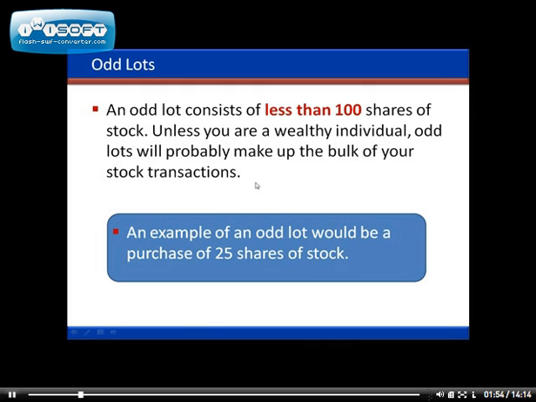An odd lot consists of less than 100 shares of stock, and pretty much, unless you're a wealthy individual, you're just the average Joe, just like I'm the average Joe. A lot of the stock purchases that you make will consist of odd lots. They will be less than 100 shares. So an example of an odd lot would be a purchase of 25 shares, which is clearly less than 100 shares.